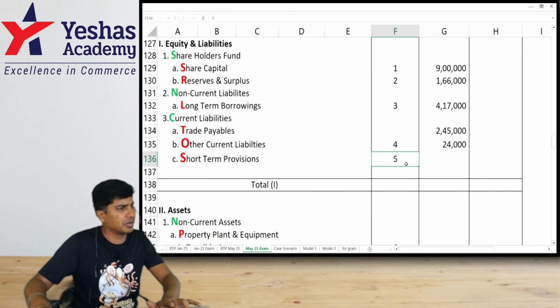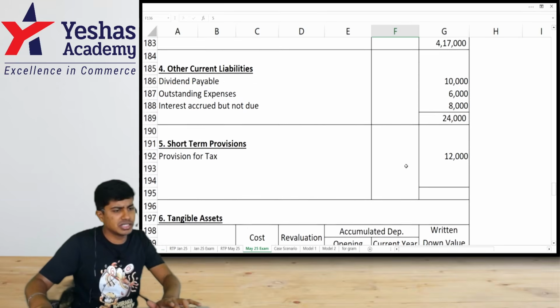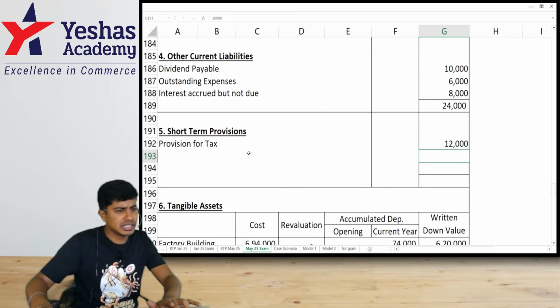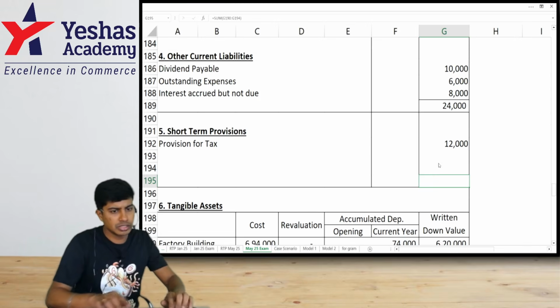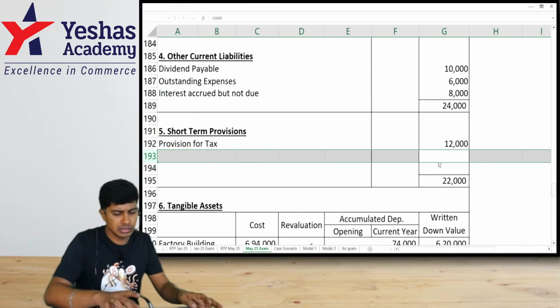Then we'll write short-term provisions. What do we have in short-term provisions? I think only one item. Is there any more items? Oh, we've missed out on one item. Dividend payable 10. We've written it in other current liabilities, so we would not be writing it here. What would be the total here? 12. Pakka.